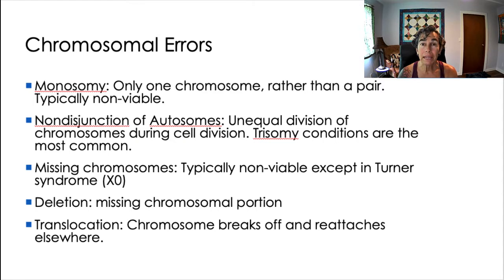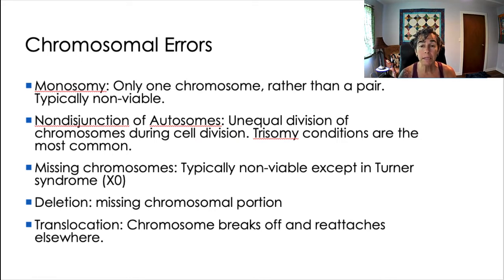When we think about conditions that affect children that are chromosomal in nature, there's a few different things that can happen. One is monosomy, which is there's only one chromosome rather than a pair, and typically these children are non-viable. In other words, they do not make it to birth. There may be non-disjunction of autosomes, so there's an unequal division of chromosomes when the cells divide. A trisomy is the most common, and Down syndrome or trisomy 21 is an example of that condition.